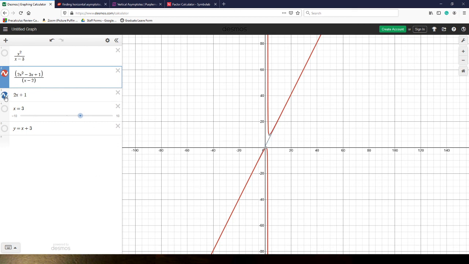And then here's my slant asymptote, this line, 2x plus 1. And then I have that vertical asymptote at x equals 2.